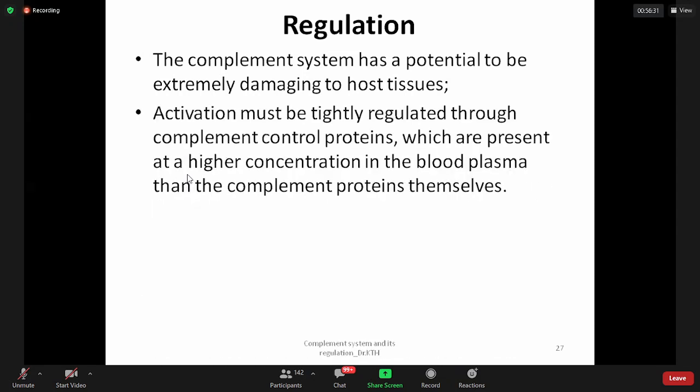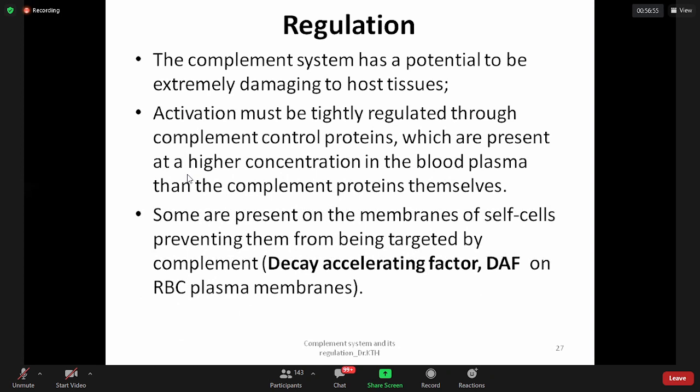So because of this, activation must be tightly regulated through complement control proteins, okay? So these complement control proteins are in fact in much higher concentrations than even the complement proteins themselves. So we have more complement control proteins than the complement in the body. Reason being that complement has a potential to destroy the body, okay?